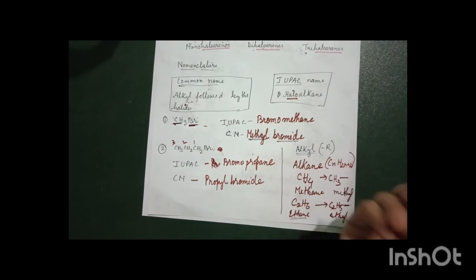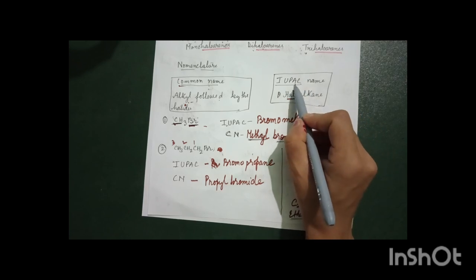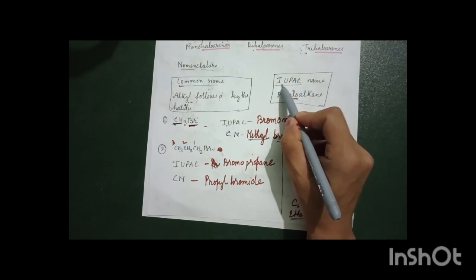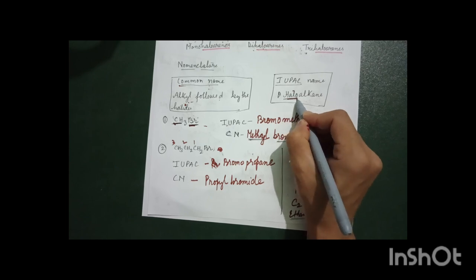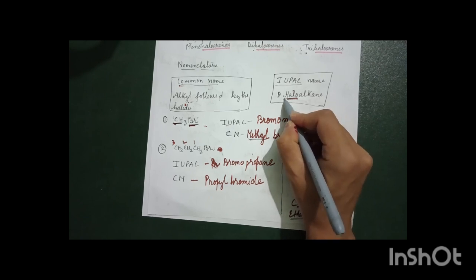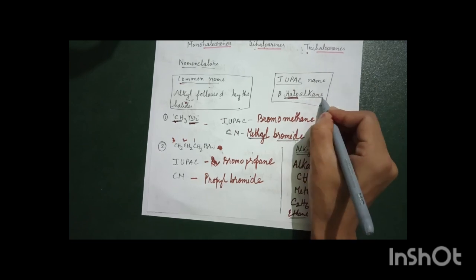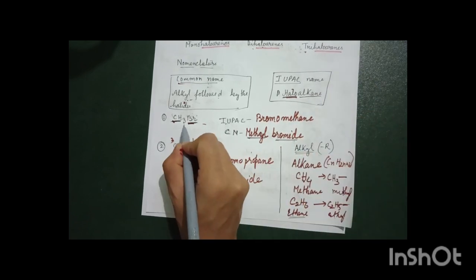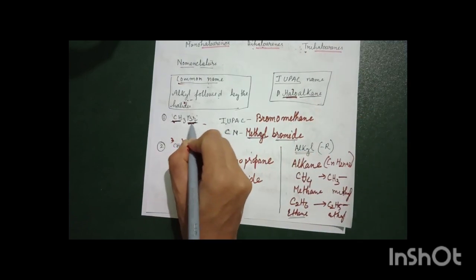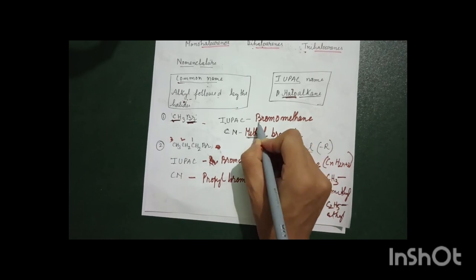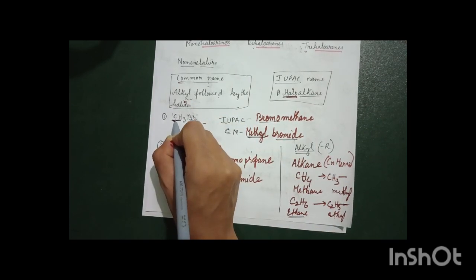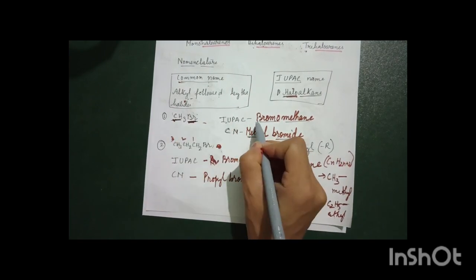Let us also learn the IUPAC name. When we go for the IUPAC name, the halogen always comes first. Halogen is in the prefix. We will always write halo groups in the prefix, that means in the front, followed by the alkane. So we start with the halogen. This is bromo. Then the alkane: how many carbons are here? Only one, so methane. So bromomethane is the IUPAC name.